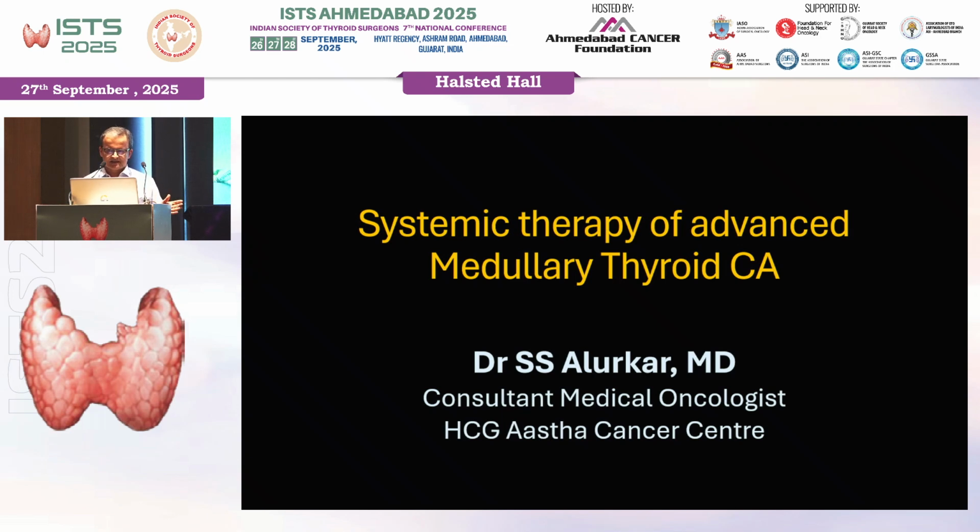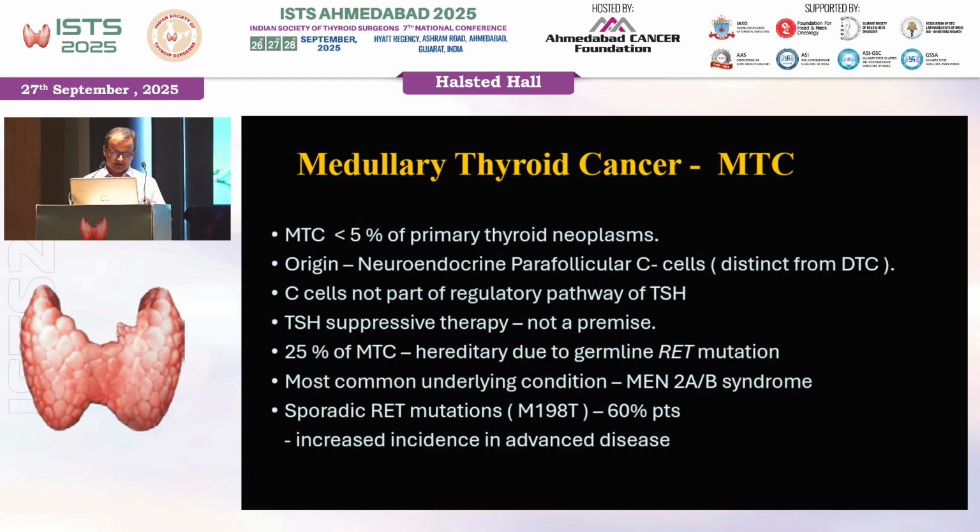So basically it's a treatment of advanced medullary thyroid cancer. The systemic therapy part, I will not talk of course on the surgery part. MTC basically has been 5% of all the primary thyroid neoplasms, and RET always is the predominant mutation which we are looking at, specifically the M918T type of mutation, which is very sensitive to the drugs which I'll be mentioning in the subsequent slides. About 60% of these would be having the RET mutation. So we really have to look for the RET mutations in patients with medullary carcinoma.